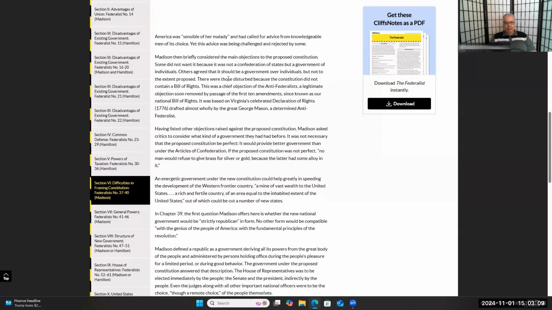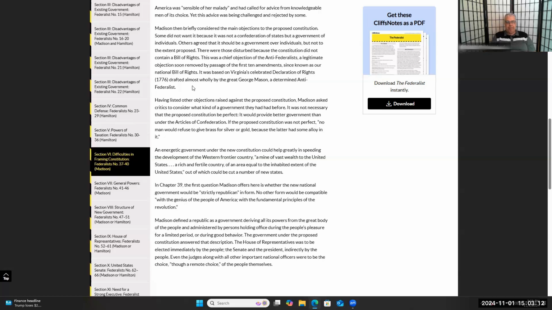America was sensible of her malady, sickness, and it called for advice from knowledgeable men of his choice. Yet this advice was being challenged and rejected by some. Madison then briefly considered the main objections to the proposed constitution. Some did not want it because it was not a confederation of states, but a government of individuals. Others agree that it should be a government over individuals, but not to the extent proposed. There were those disturbed because the Constitution did not have a certain Bill of Rights, which eventually was put in, right? This was a chief objection of the anti-federalists.